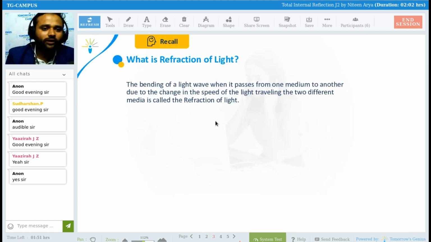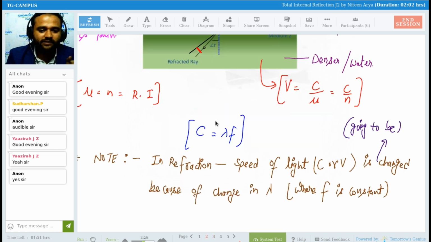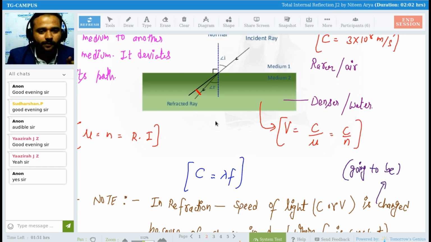Moving ahead, what I have already given to you is written in proper words. So what is refraction? The bending of a light wave when it passes from one medium to another, due to the change in the speed of light in the two different media, is called the refraction of light. Is this clear, everyone?